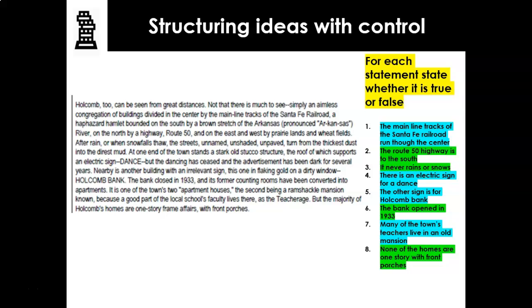Okay, let's have a look then. The other sign is for Holcombe Bank. Yep, there we go. So we've got the 2 signs in capitals. But again, it's in flaking gold. It's irrelevant. It's on a dirty window. So tying in with this overall sense that this is a place that is neglected and uncared for. Brilliant. So again, if you've got that one right, give yourself a tick.